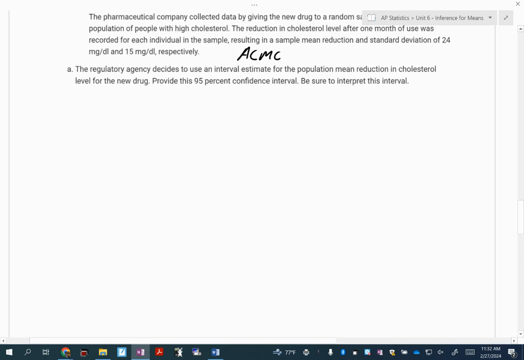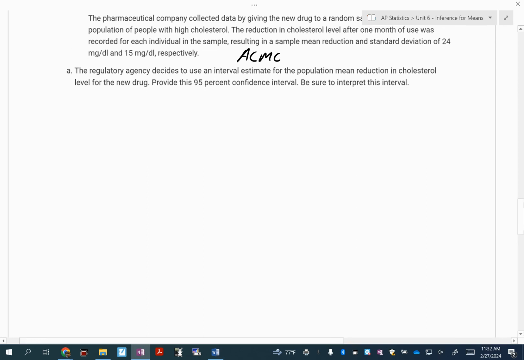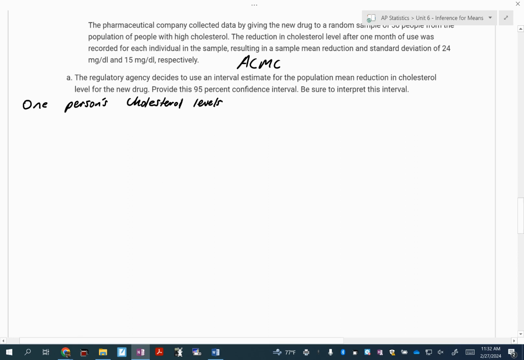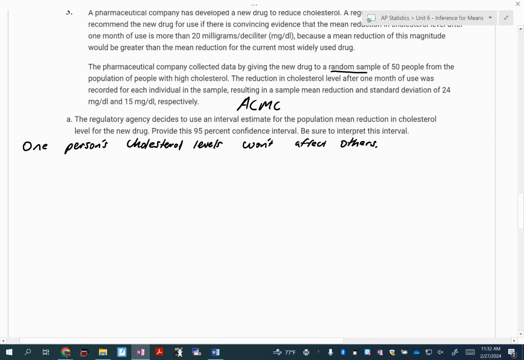So my first assumption is that one person's cholesterol level, or you could say their reduction in cholesterol, that's the whole point of using this new drug, won't affect others. Okay. Then it does mention it is a random sample of 50 people. So this is a random sample of 50 people.